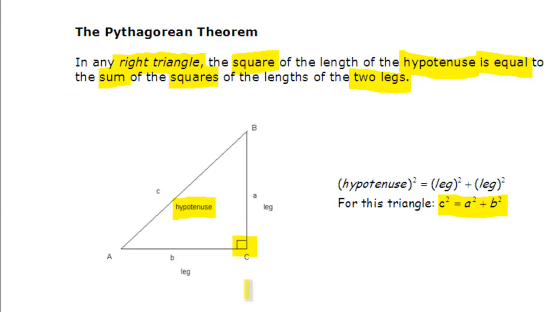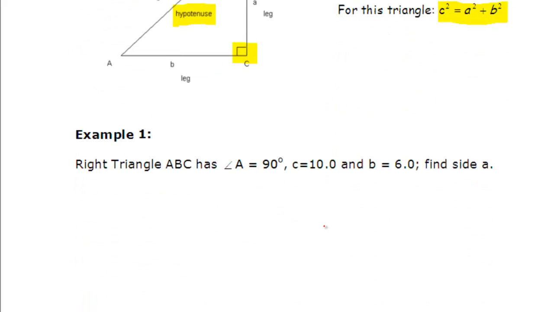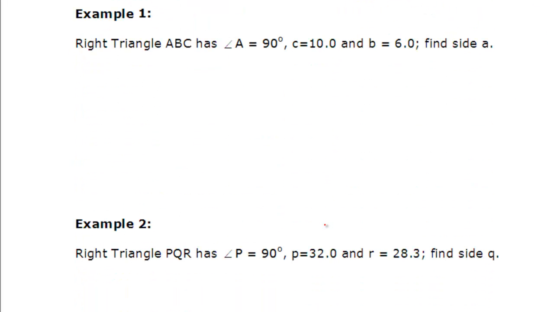C is across from the 90-degree angle. And we can apply this to find any side of a right triangle, provided we know the other two sides. So we're going to do two quick examples here. And the first thing you're going to do is draw the triangle, and that holds for any question in this unit. If you can draw the triangle, then you should definitely do that first.